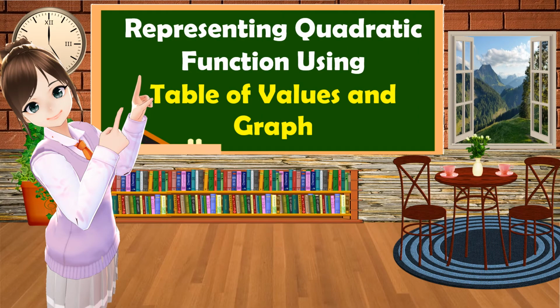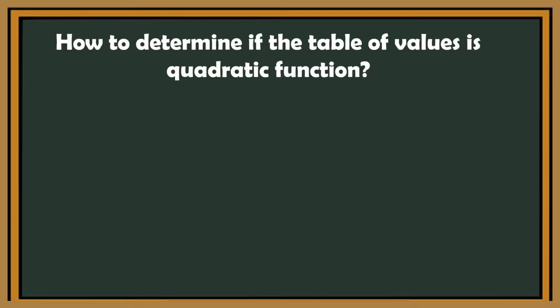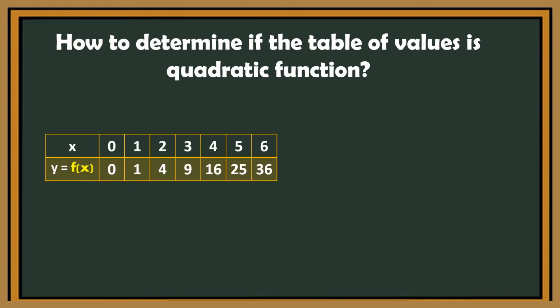Let us discuss representing quadratic function using table of values and graph. How to determine if the table of values is quadratic function? Let's have here an example of table. Values of x are 0, 1, 2, 3, 4, 5, and 6. Values of y or f of x are 0, 1, 4, 9, 16, 25, and 36.